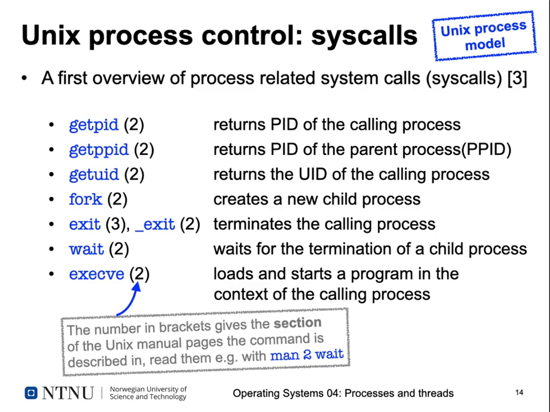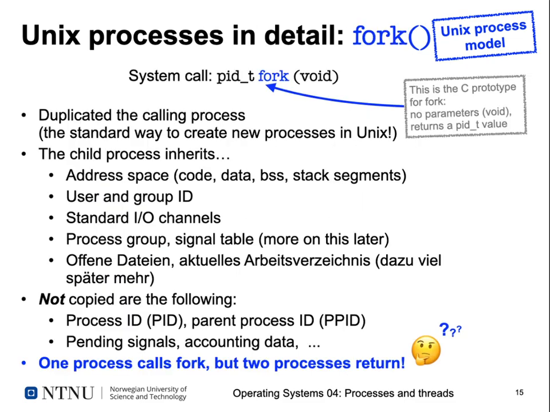So what you do is, to create or to run a new program, you'd create a copy of yourself using fork, and then this copy can replace itself by a new program by calling this execve system call. We'll see in a bit why this makes sense.